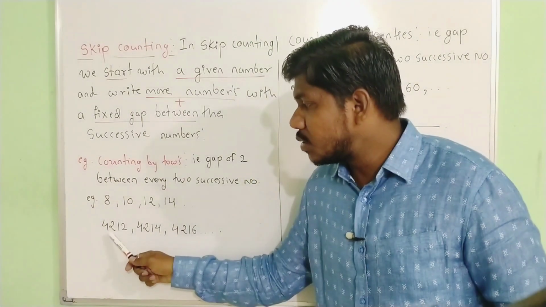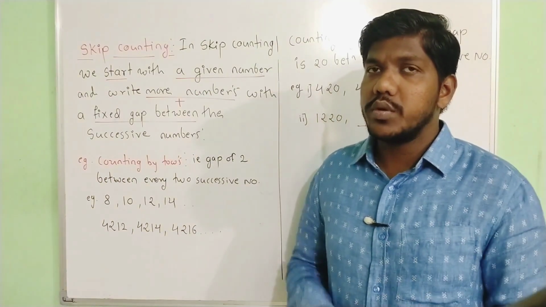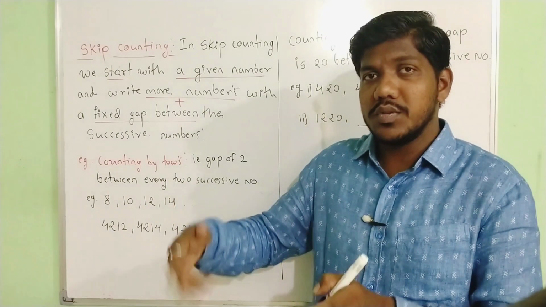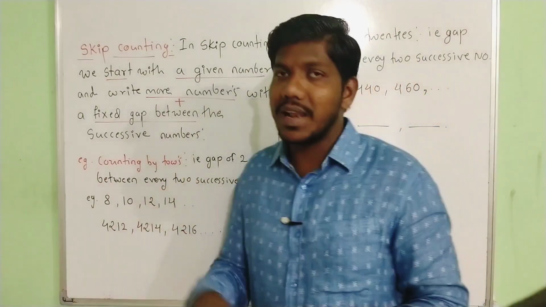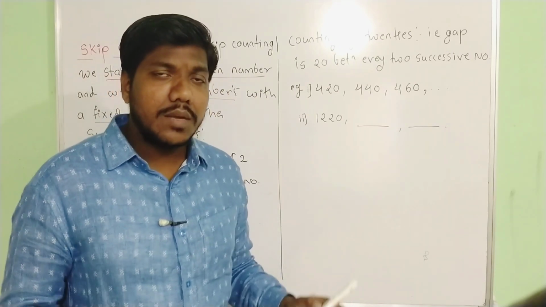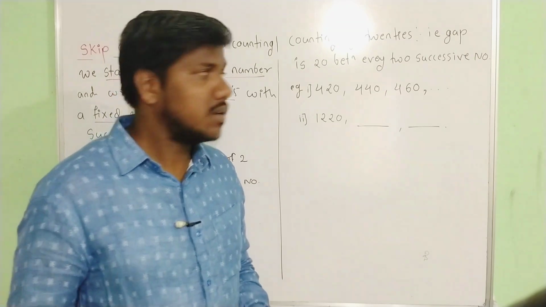So next is 12. Okay, the gap is 2, so 12 plus 2 is 14, plus 2 is 16, plus 2 is 18. So like that we can also do counting by 20s. That means here we can put a gap of 20. Clear?